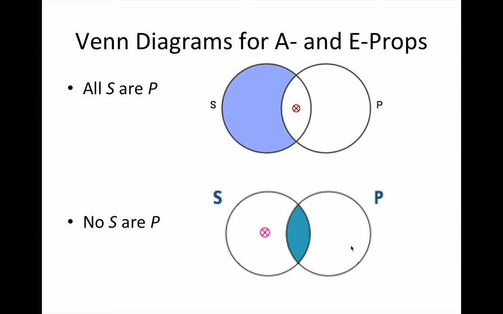Whatever S's there may be, and we're assuming there is at least one S, hence the circled red X in the middle of the two circles, that is in the overlap area between S and P, are all members of the P class. Also, no S are P tells us that every S is not a P and vice versa. In other words, S and P are mutually exclusive categories when the proposition is a universal negative. Once again, however, we assume at least one member of the subject class.